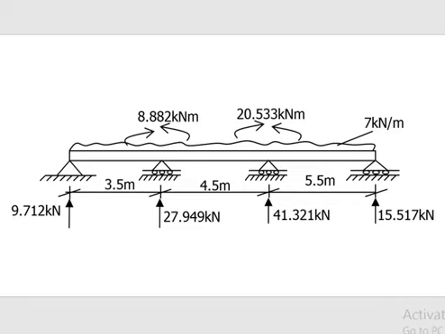The reactions, that's vertical reactions and moments at the supports, are summarized as presented in the diagram you can see here. This is RA now 9.712, RB 27.949, RC 41.321, RD 15.515. The moment MBA 8.882, moment MBC 8.882. So when you sum them algebraically, looking at the directions, you have 0. The same thing happens here. 20.533 and 20.533. Adding them algebraically will also give us 0.